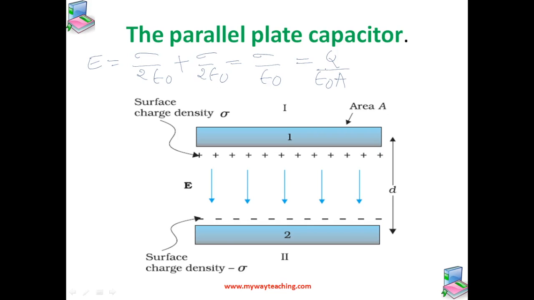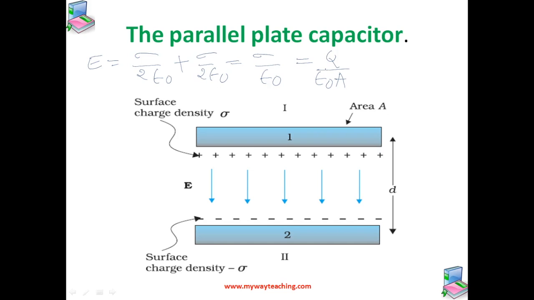For plates with finite area, the field will not be true near the outer boundaries of the plates. The field lines bend outward at the edges, an effect called fringing of the field. In that case, sigma will not be strictly uniform on the entire plate. However, for d squared very much less than A, these effects can be ignored in the region sufficiently far from the edges. And the field there is given by E is equal to Q by epsilon naught A.